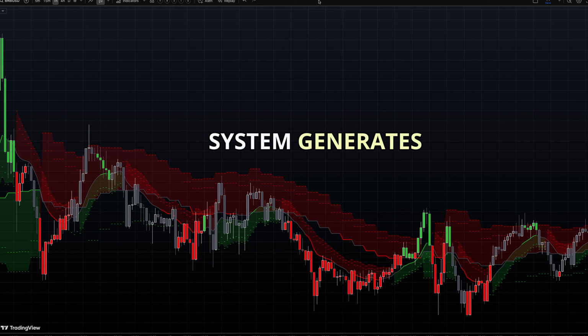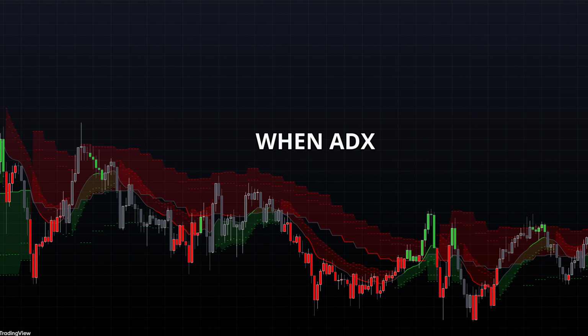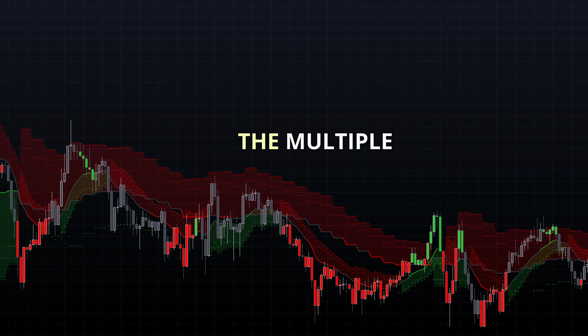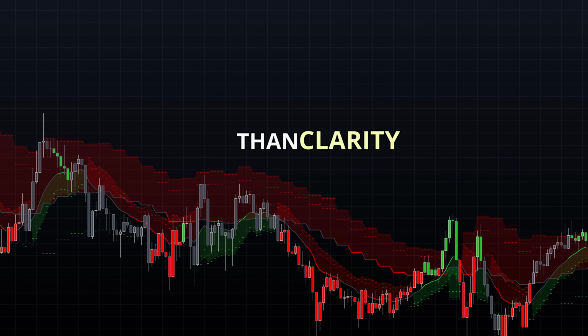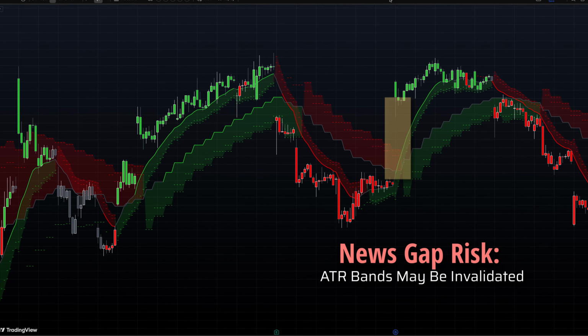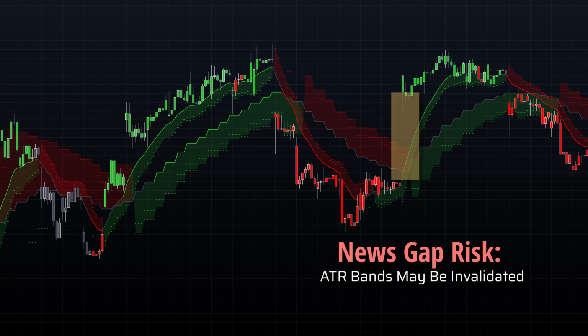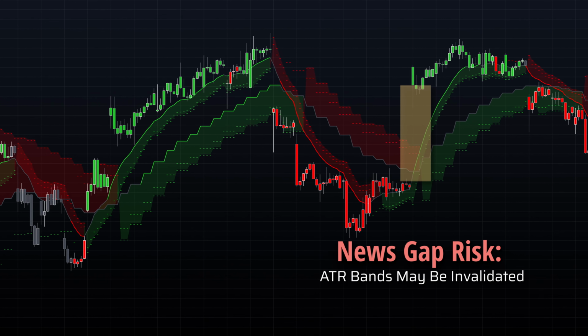However, the system generates whipsaws during sideways markets when ADX remains below 20. The multiple stop lines in net mode can create analysis paralysis rather than clarity. Fast-moving news events can cause price to gap through all ATR bands simultaneously, invalidating the stop logic.